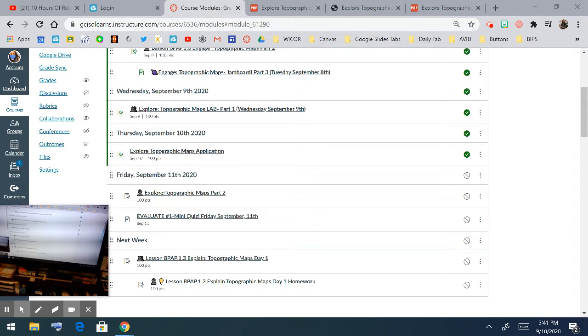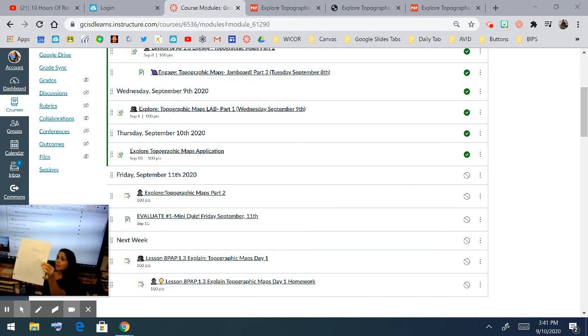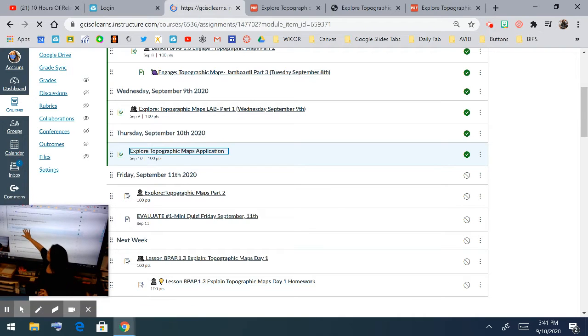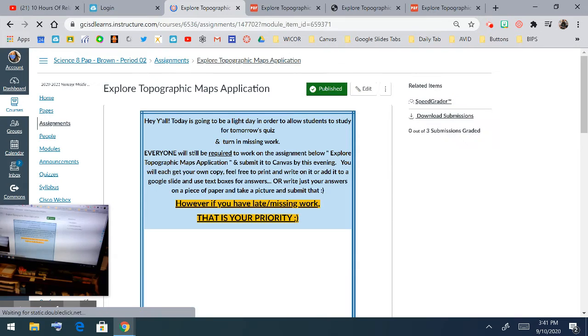Now, what we are going to do today is we are going to go over this assignment, which was the assignment that we worked on in class. My kids in class got a hard copy. My kids at home did it digitally. So let's rock on. Okay, here we go. Exploring topographic map application.